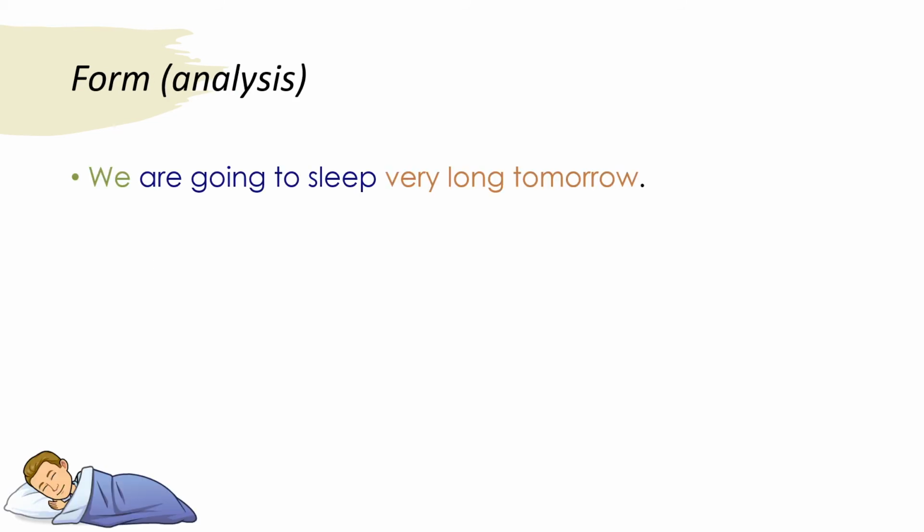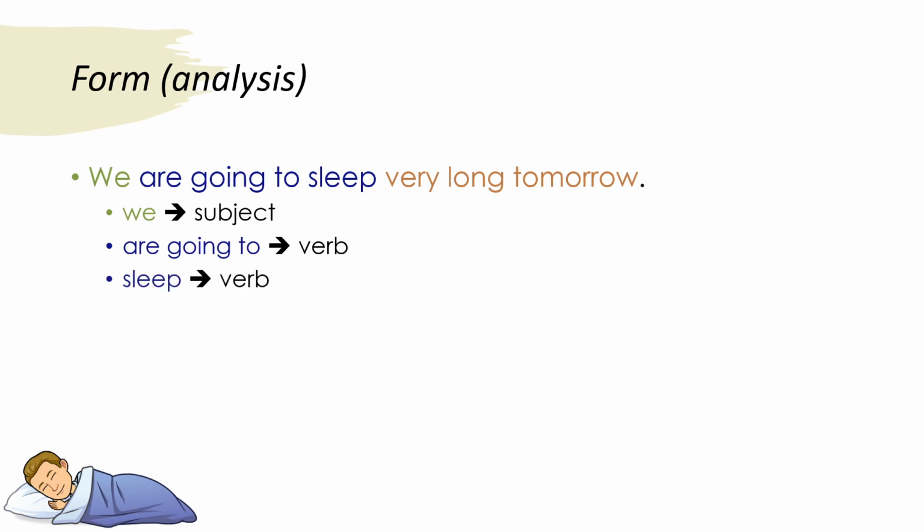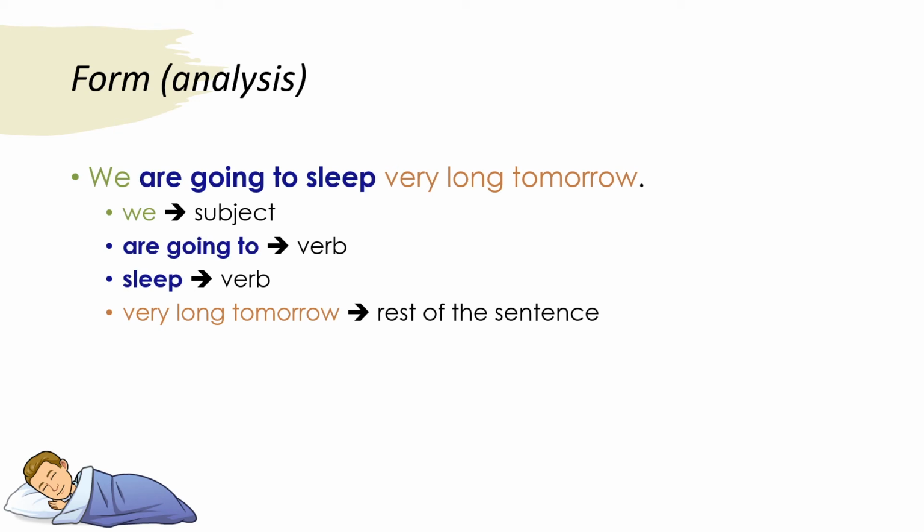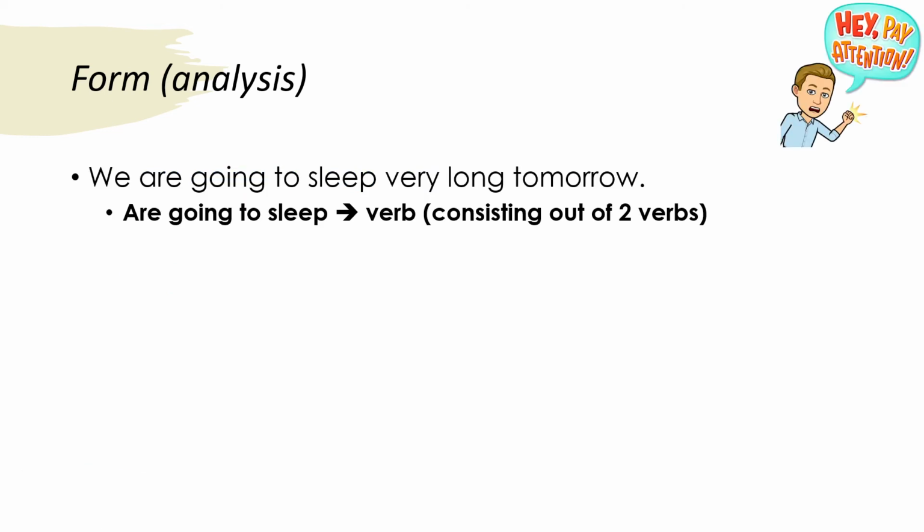We are going to sleep very long tomorrow. If we analyze this one, we notice the following. We is the subject, are going to is my verb, sleep also a verb, very long tomorrow is the rest of the sentence. For now, it is important that we focus on the verb again. In this case, the verb is are going to sleep. This means the verb is consisting out of two verbs. And let's continue with this information once again and analyze them further.